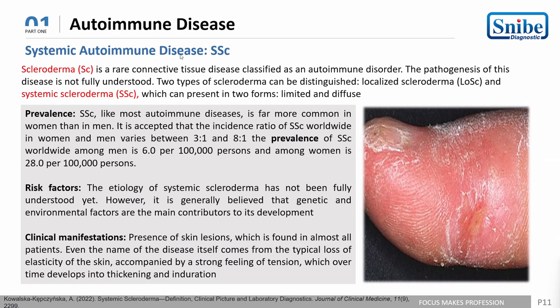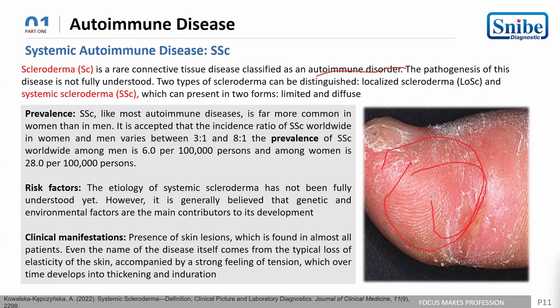So it's basically a rare connective tissue disease, which is also classified as an autoimmune disorder, and the pathogenesis of this disease is still not fully understood. You can see that this is a condition of connective tissue, and scleroderma can be distinguished as localized scleroderma or systemic scleroderma, which can be present in two forms, limited and diffuse. If it's localized, we call it localized scleroderma, or if it's in different organs of the body, it is called systemic.